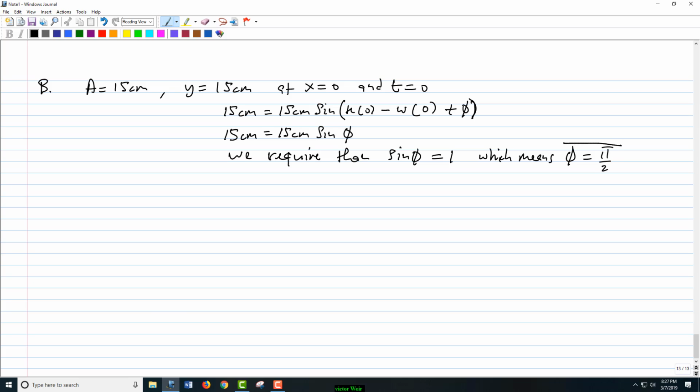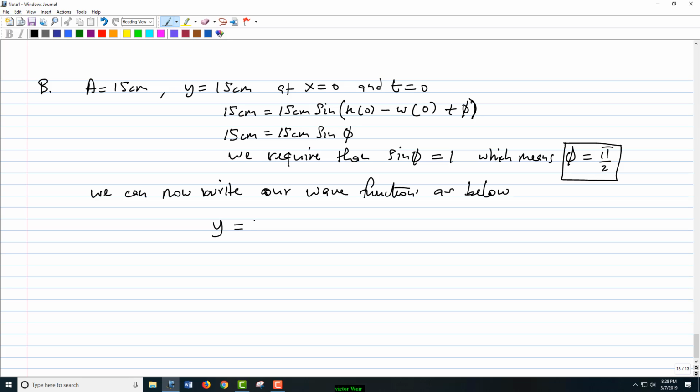So that directly tells us what phi is. So we can now write our wave expression. So we shall write y equals A. First of all, let's just write it in general form, and then we'll plug in the quantities we know. y is equal to A sine(kx minus omega t plus phi).